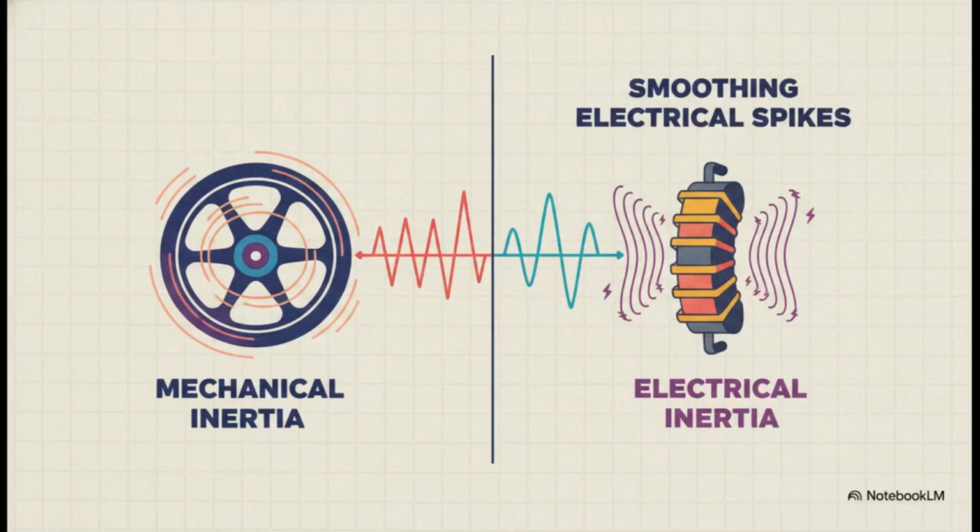So, the best way to visualize this is to picture a heavy flywheel on a bicycle. A flywheel naturally resists any sudden changes in speed, right? It just smooths your whole ride out. Well, an inductor does the exact same thing, but for electricity.